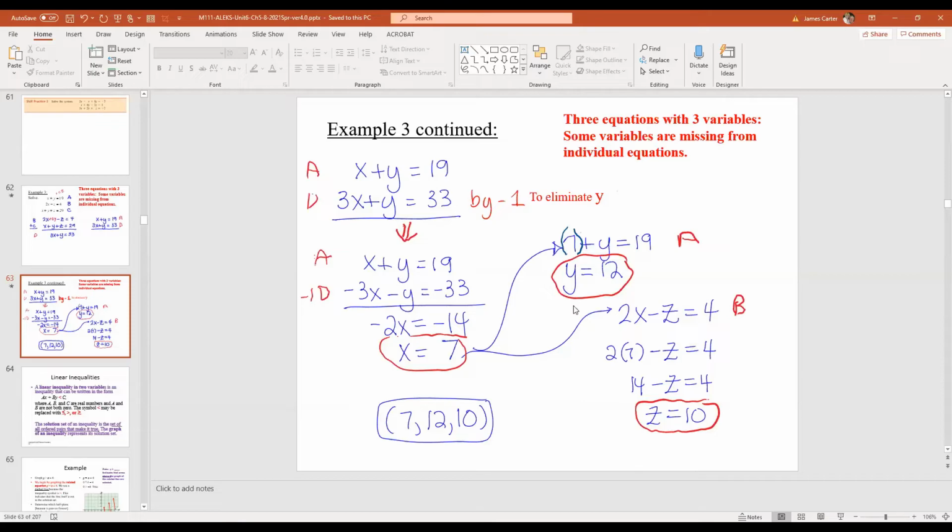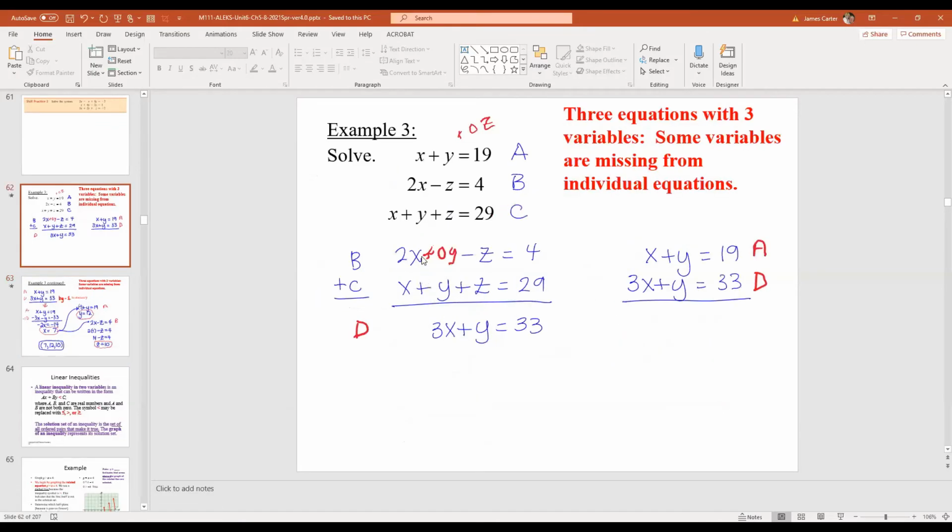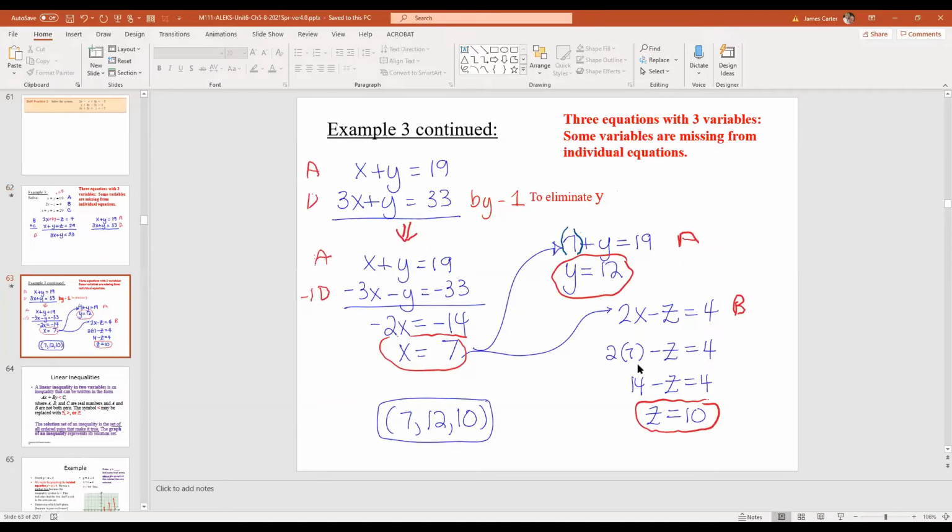Now I take those two variables and I substitute them into the z equation. Okay, in this case, I chose equation B from the previous page, which has x's and z's in it. So I replace the 7 here, got 14, and z is equal to 10. So my solution, 7, 12, 10, the point.